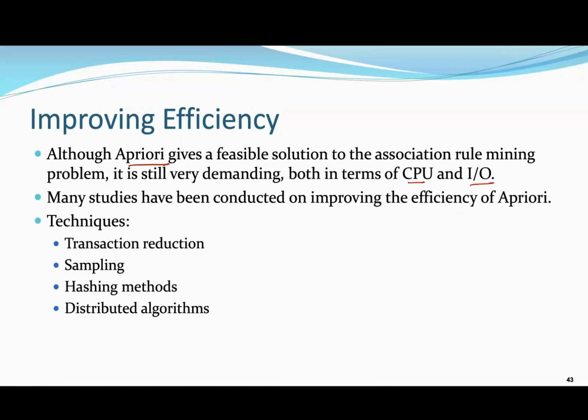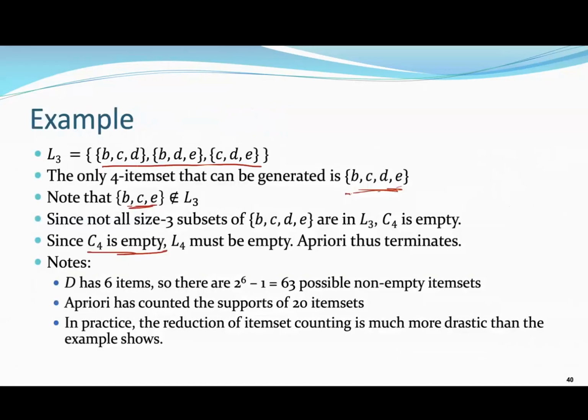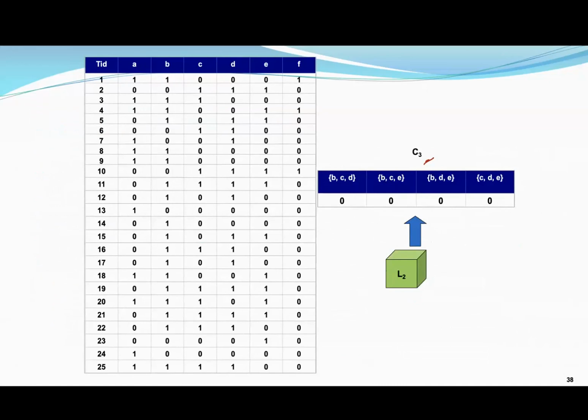Right. So you remember that in the procedure here, in each iteration, we will have a candidate set, right? And then we have to scan the database. And for each transaction in the database, we have to check whether the transaction contains or supports any one of these item sets, right?